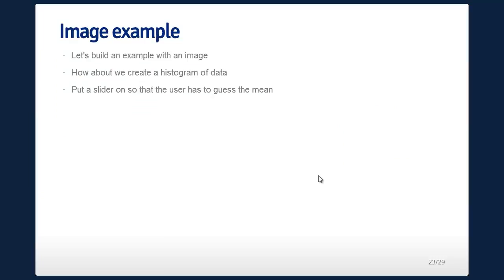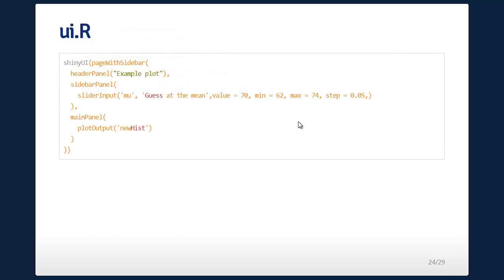Okay, so let me go through showing an image, how to embed an image. And then let's put a slider on it. So we're going to create a histogram and put a slider on it so that the user has to guess the mean.